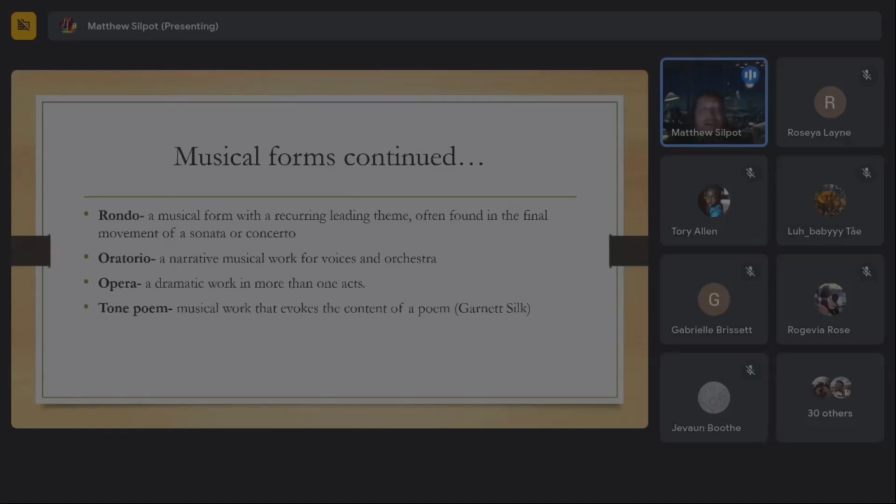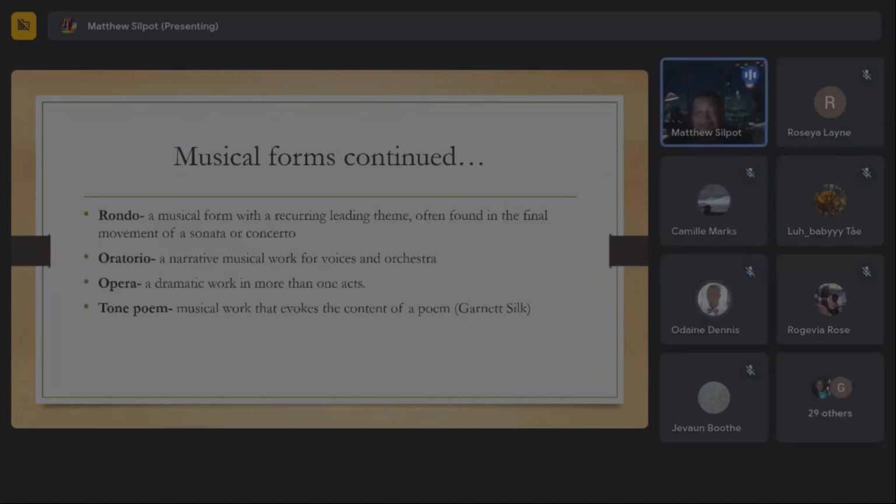Anybody knows about Garnet Silk? Lord, crickets in the room. Teachers don't know about Garnet Silk. Yes, sir. The teacher, yes, sir.